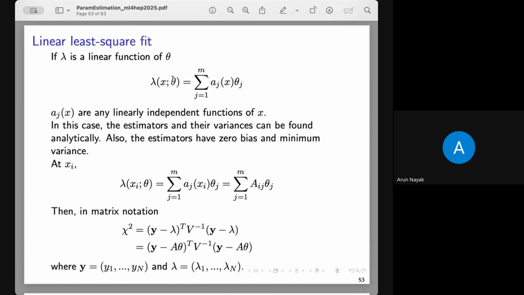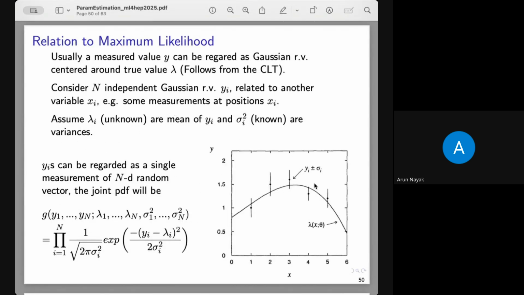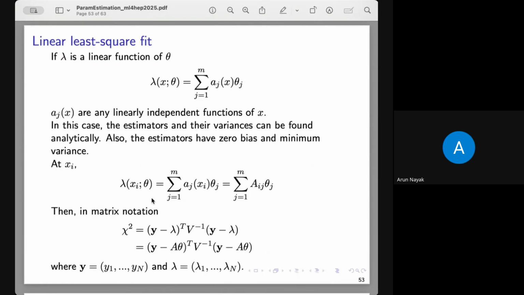So if you write for individual xi's, that means at individual points here, then you can write this like this. Lambda of xi would be of this form, which can be written in matrix form. If you consider aj xi as aij, it can be written as aij theta j. And then in matrix notation, you can write the chi-square as (y minus lambda) transpose times V inverse times (y minus lambda). Okay, and lambda can be written as A times theta, where A is the matrix.